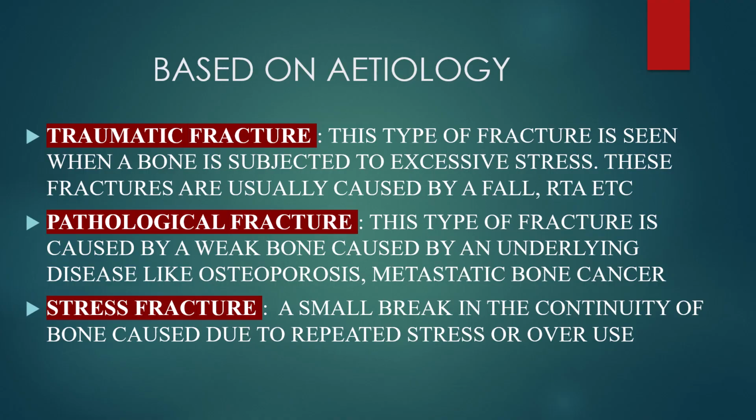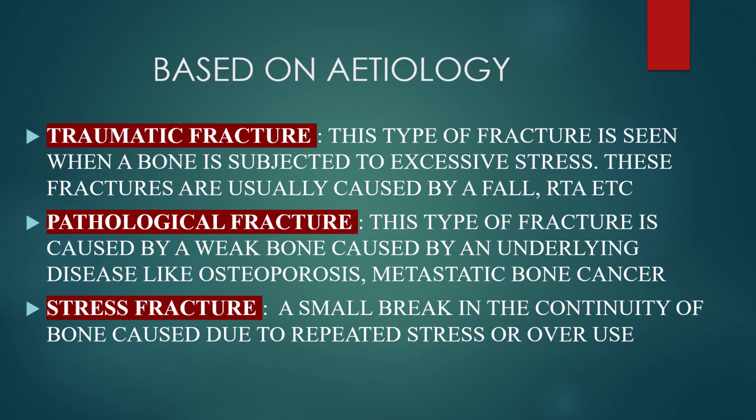Next, we will move on to the classification of fracture based on etiology. In this, we have three types. First one is traumatic fracture, second one is pathological fracture, and third one will be stress fracture. First, we will learn what is traumatic fracture. These types of fractures are caused due to excessive stress on the bone. For example, a direct blow to the tibia in an RTA.